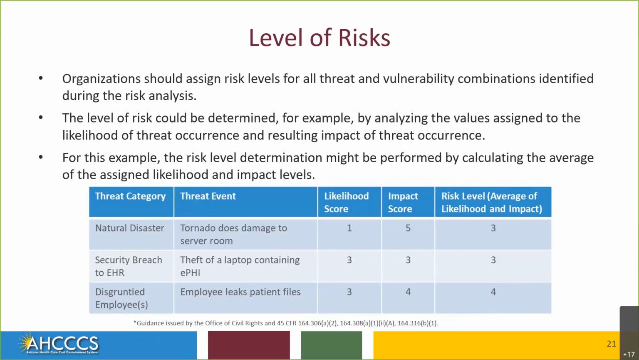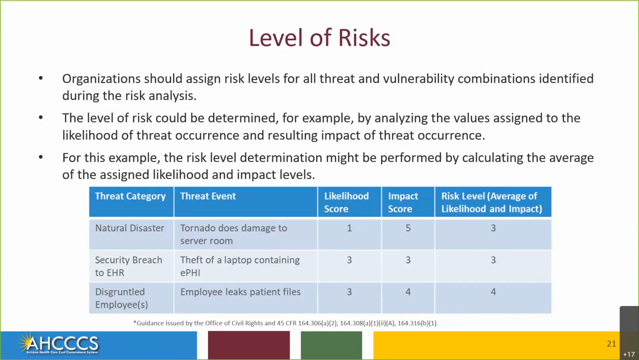As you can see with the tornado, in that first example, it shows a likelihood score of 1. The impact would be a 5. So that overall risk level, you're averaging the likelihood and the impact, that would be a 3. Then that second example, that security breach to the CERT, the likelihood we put as 3, the impact we put as 3. So that overall risk level is going to be 3. For the disgruntled employee, shows the employee leaking patient files, so the likelihood is medium. The impact is a little bit higher, so it's a 4.